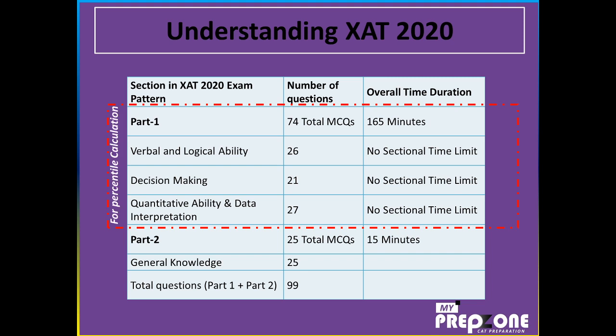If I talk about the scoring, for percentile calculation only part 1 is considered. Now, if you have not scored well in GK, that might bring some consequences later for various institutes, but the percentile calculation will only happen from part 1 of that paper only. The marking scheme is generally +1 for correct answer and minus 0.25, which means 1/4 for every wrong answer. And number of options that you will be getting in every single question will be 5. In CAT it was 4. So this is the difference between the overall pattern of XAT and CAT.